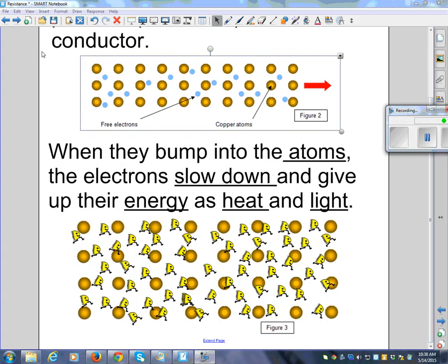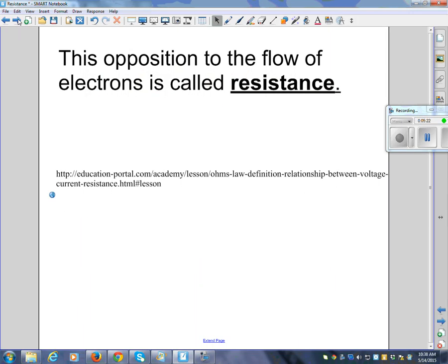Okay, so I would suggest that you draw a diagram with your answer. This opposition to the flow of electrons is called resistance. That's the definition for it. It's the opposition to the flow of electrons.